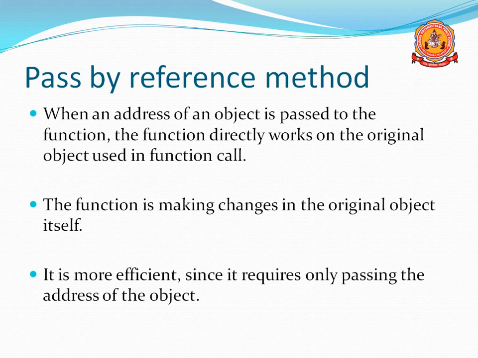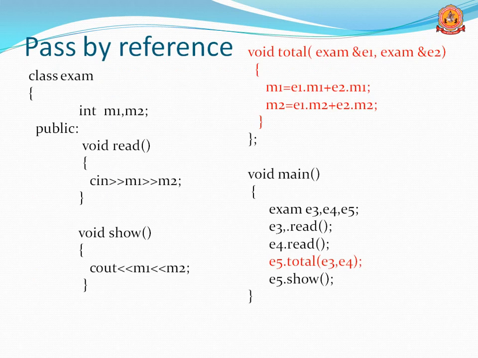The function is making changes to the original object itself. It is not going to create duplicate copies. So whatever changes you make will remain in the original object. This is more efficient since it requires only passing the address of the object, because we won't pass the entire data or what is there in the object. We will pass only the address of the object.